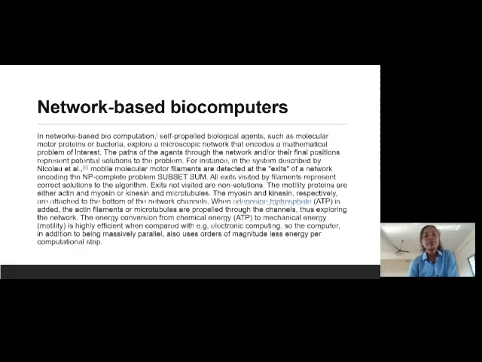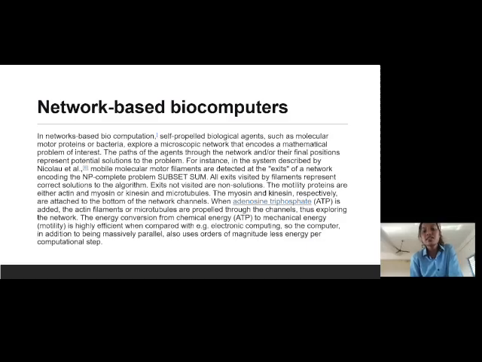Network based computers. In network based biocomputation, self propelled biological agents such as molecular motor proteins or bacteria explore a microscopic network that encodes a mathematical problem of interest. The paths of the agents through the network are tracked, and their final positions represent the potential solutions of the problem. For instance, in the system described, mobile molecular motor filaments are detected at the exits of a network encoding the subset sum problem. All exits the filaments reach represent correct solutions to the algorithm.